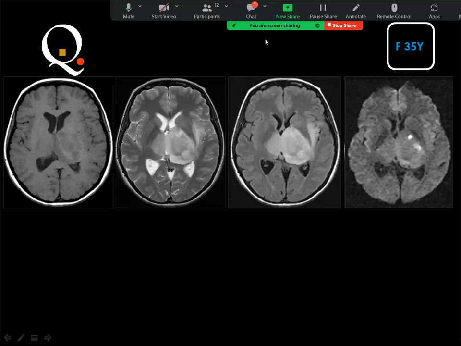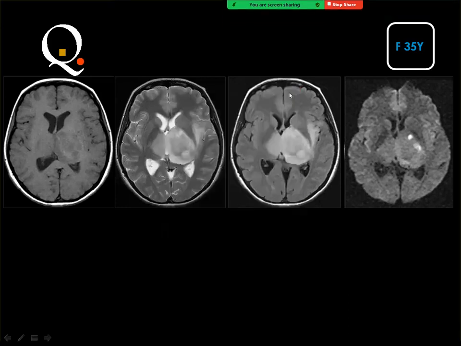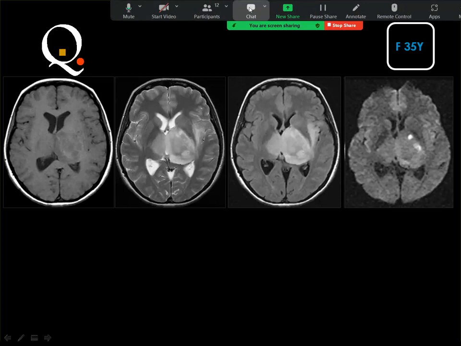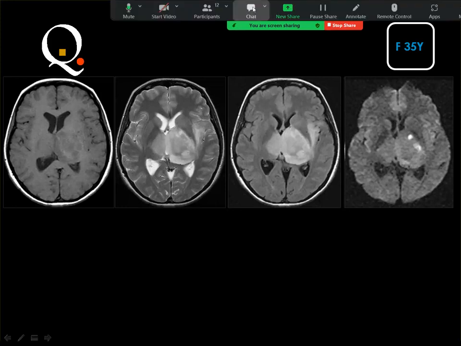Then this is an MRI of a female patient, 35 years old, and this MRI includes the T1, T2, FLAIR, and the diffusion weighted images.